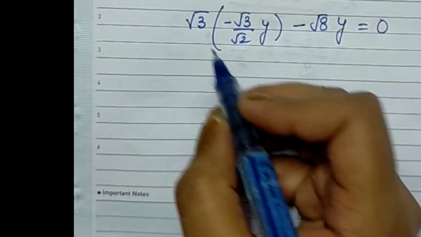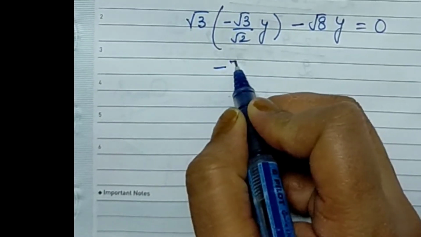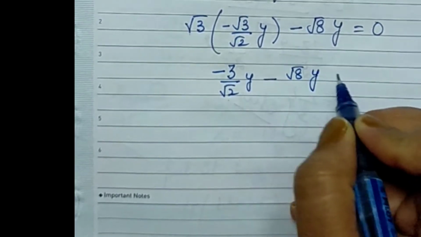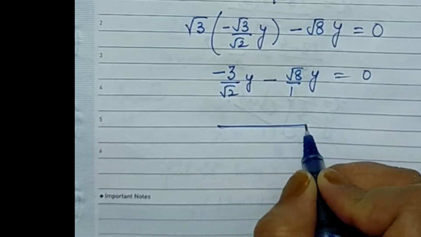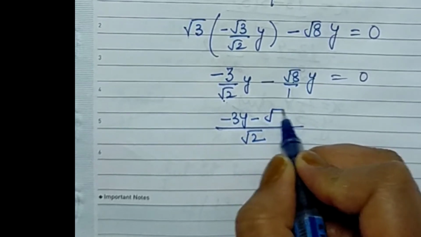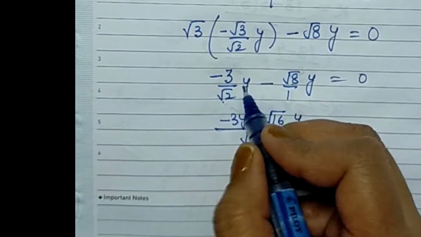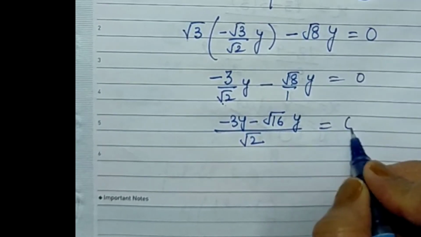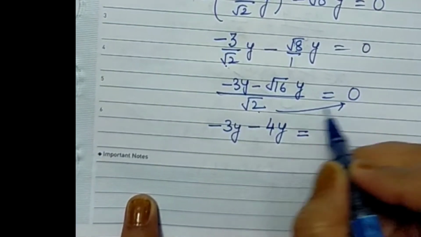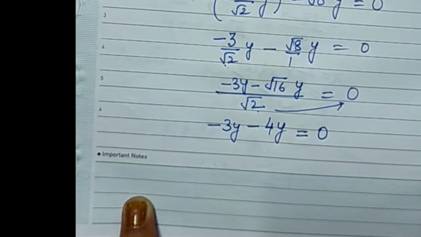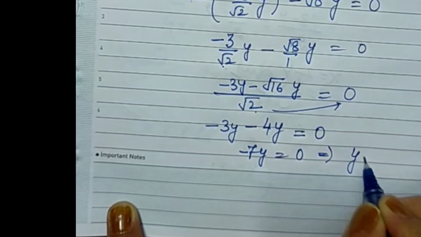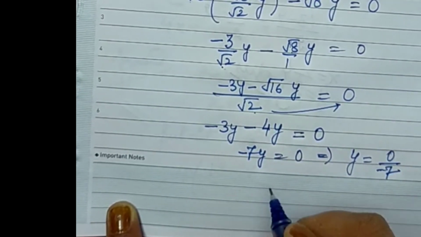So let's solve it. This becomes root 3 into root 3, which is 3. Here it is with a minus sign, so I am writing the same, and this is as such. So let's take the LCM now. Minus 3y, and this root 2 into root 8 becomes root 16. Both are under the root, so we can multiply them. Now you all know that root 16 is 4y. This root 2 goes over that side and gets multiplied. 0 into something is 0. Minus 7y equal to 0. That means y is 0 over minus 7. Y is 0.